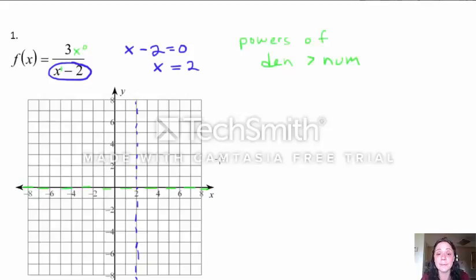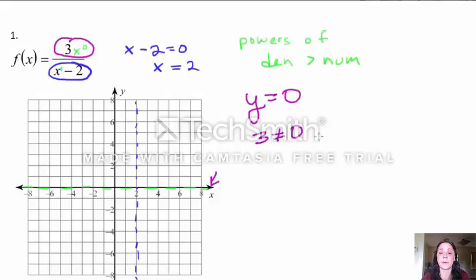An x-intercept is going to happen anytime y is equal to 0 because that puts us on the x-axis. Well, anytime we divide 0 by anything, that's going to be equal to 0. But our numerator here is 3. And 3 is never going to be equal to 0. In fact, there's nothing I can divide 3 by that's going to give me 0. Well, if y can never equal 0, then there are no x-intercepts.